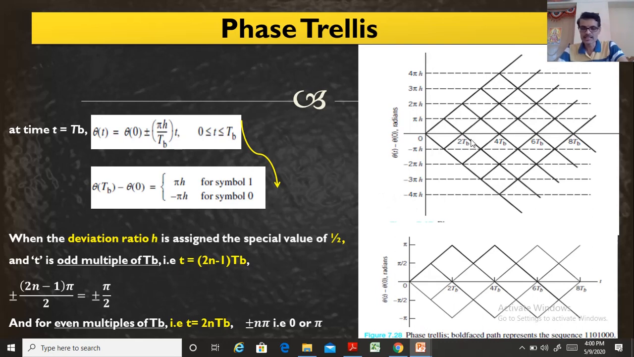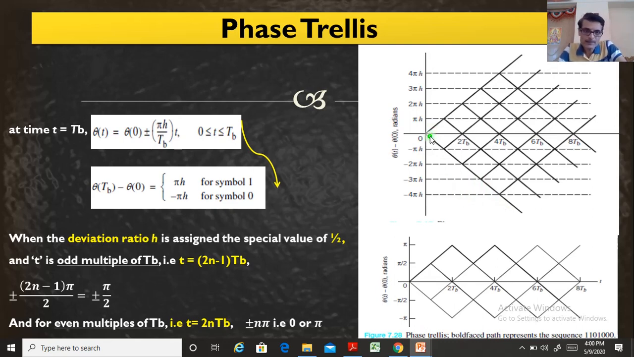Now, how to draw this tree diagram? I start with the initial phase of say 0. If the first bit is 1, we have to increase the phase by pi h. Is it right? The second bit is 1, we increase the phase by pi h. The third bit is 1, we increase the phase by again pi h, again pi h, again pi h. This goes on. Starting with this, if the first bit is 0, I decrease the phase by minus pi h. The next bit is also 0, I decrease the phase by minus pi h. Again, if the next bit is 0, decrease by minus pi h, and so on.